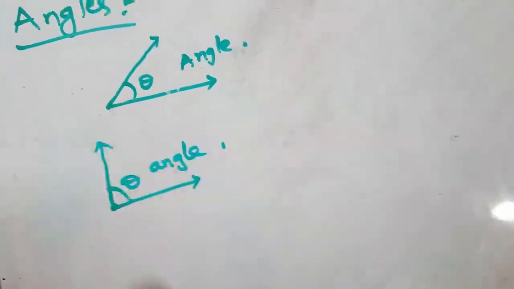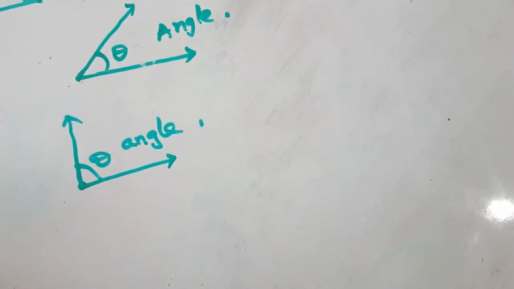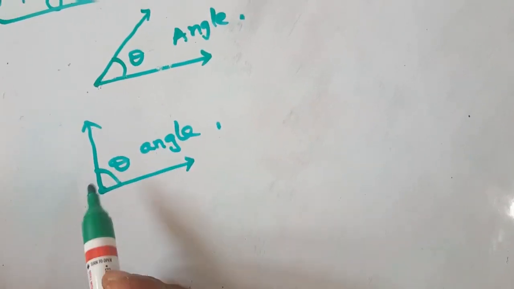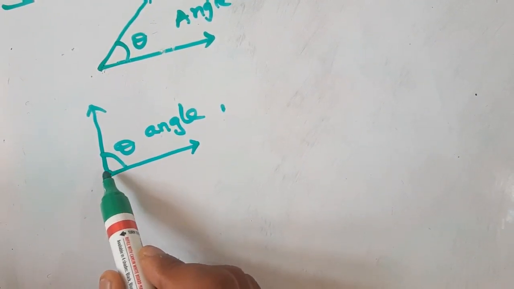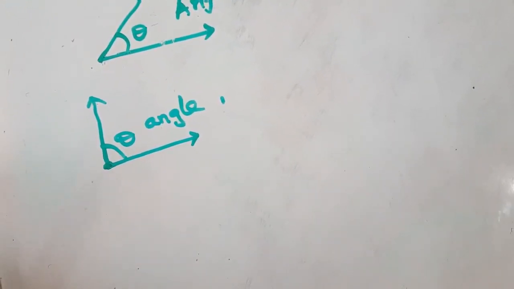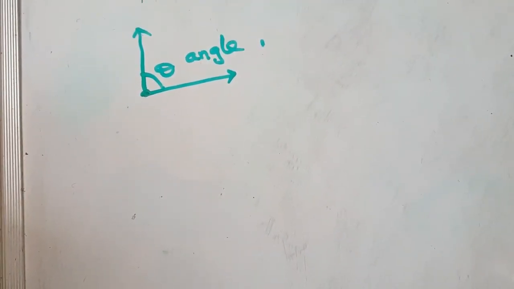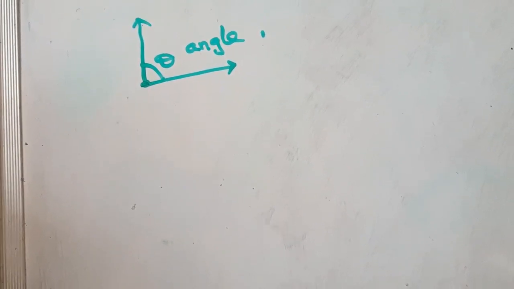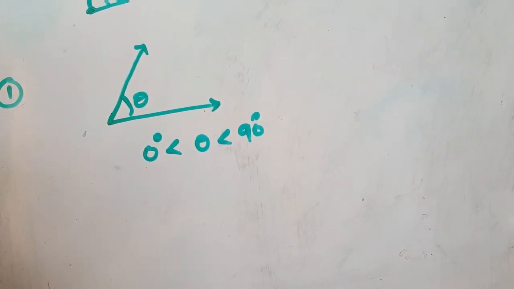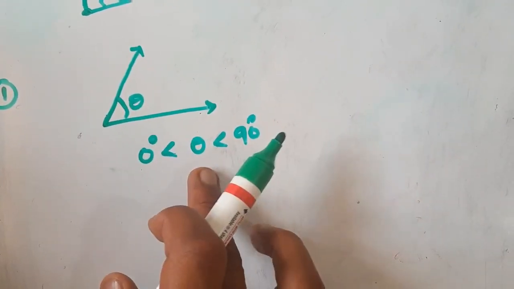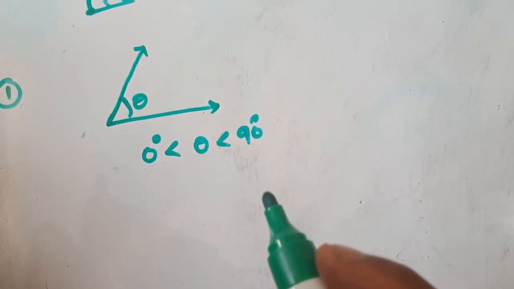The first explanation is: take a ray and rotate it, then an angle is going to form. The second explanation is: take a point, and from that point, if two rays are emerging, then an angle is going to form. This angle is also classified into many types. If the angle is between 0 and 90 degrees, greater than 0 and less than 90, then we call this angle an acute angle.